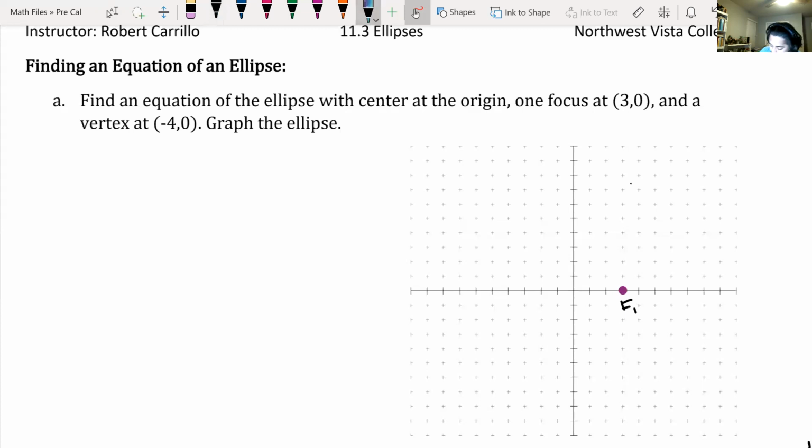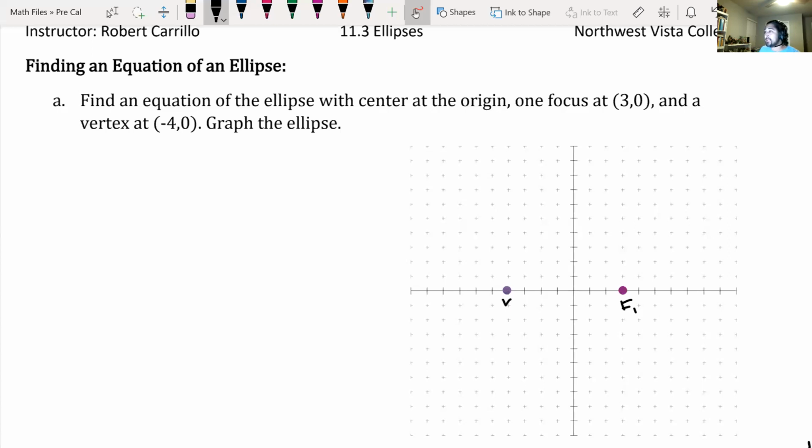And then I have my vertex at (negative 4, 0). So we'll go ahead and plot that. Negative 4, 0. So 1, 2, 3, 4. There's my vertex. And now there's one thing we know for sure. Did I plot that right? Yeah. Negative 4, 0. And then (3, 0). Yeah, we're in the right place. Looks right. Okay, perfect.